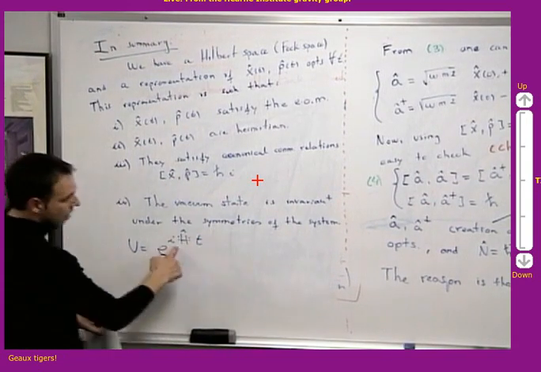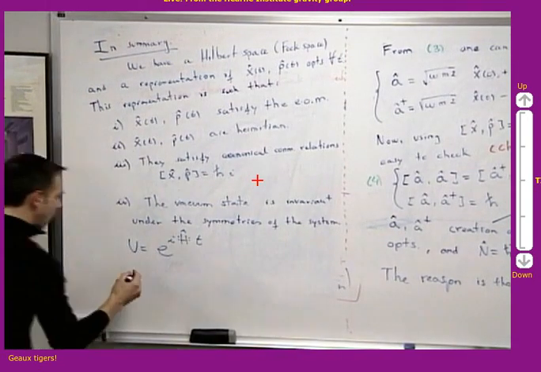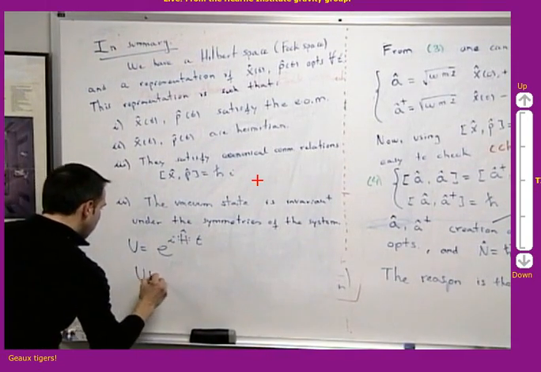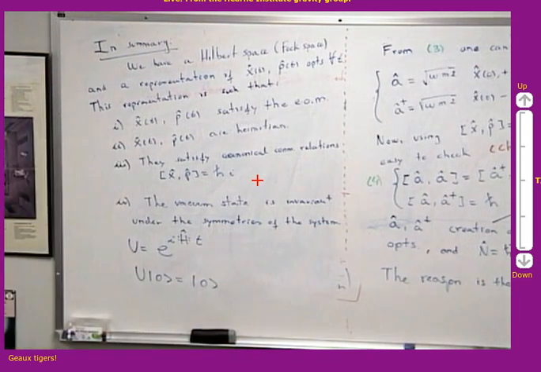And for convenience, I use here this normalized Hamiltonian. So if you act with U on the vacuum, you get the vacuum. So the vacuum is invariant under the symmetries of our system.